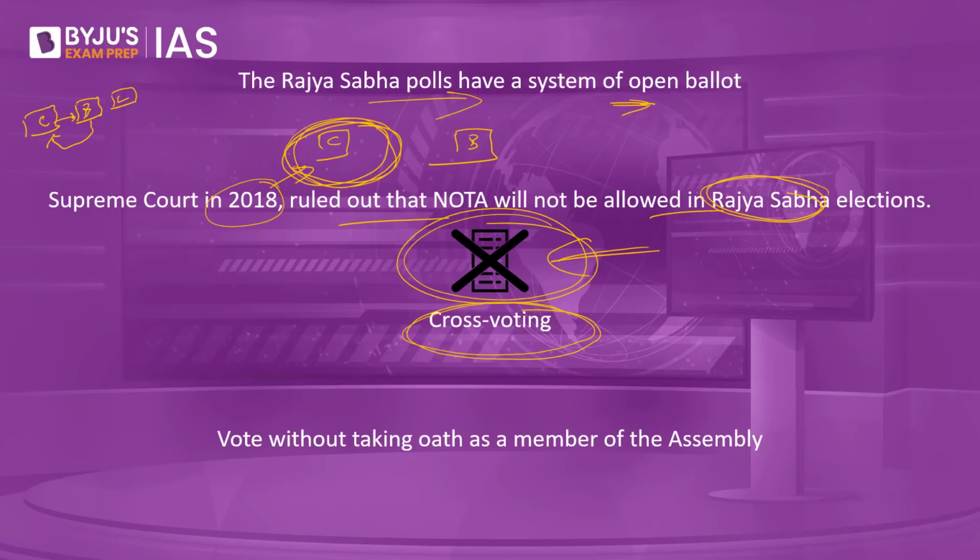Can a legislator vote without taking oath as a member of the assembly? Yes, says the Supreme Court of India. Since he is not taking any legislative action, since he is not engaging in any legislative business, he would be able to vote in the Rajya Sabha elections, says the Supreme Court of India. It is this that we have to understand with respect to the Rajya Sabha elections.